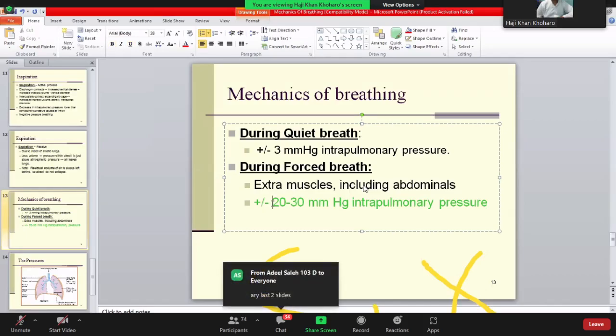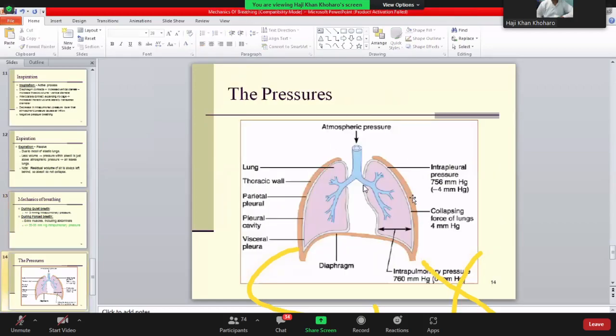So during quiet breathing, the intrapulmonary pressure may decrease or increase by 3 millimeter mercury, and during forced breathing, this change is very high, plus or minus 20 to 30 millimeter mercury. Now, this is a very nice slide. The students should focus on this slide, and they should see what are the most important pressures that are causing inward and outward movement in the lungs.